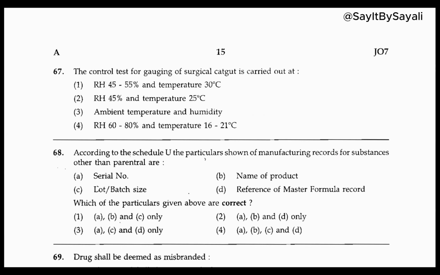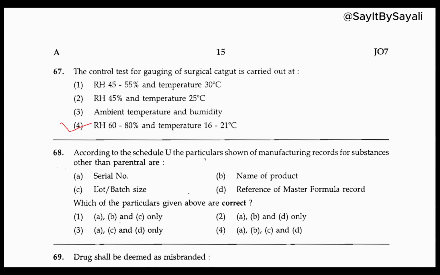Question number 67. The control test for gauging of surgical catgut is carried out at 1. RH 45 to 55% and temperature 30 degrees Celsius. 2. RH 45% and temperature 25. 3. Ambient temperature and humidity. And 4. RH 60 to 80% and the temperature 16 to 21 degrees Celsius. And the correct answer is 4. RH 60 to 80% and temperature 16 to 21.